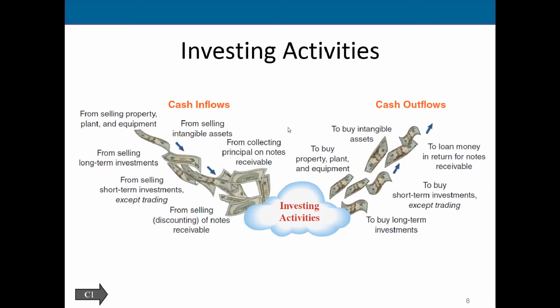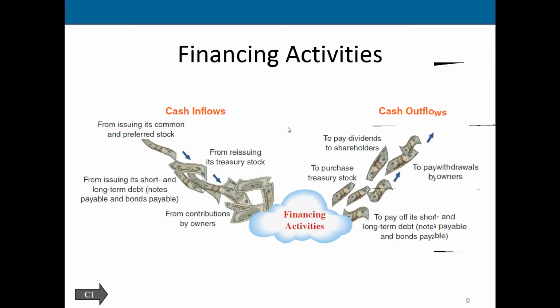What about the investing activities section? Well, it looks like I've got inflows from selling property, plant, and equipment. That's vehicles, buildings, land. Long-term investments, principals on notes. Maybe I want to loan money in return for notes receivable, buying property, plant, and equipment, buying long-term assets. What are we talking about? We're really talking about cash inflows and cash outflows from the purchase or sale of fixed assets.